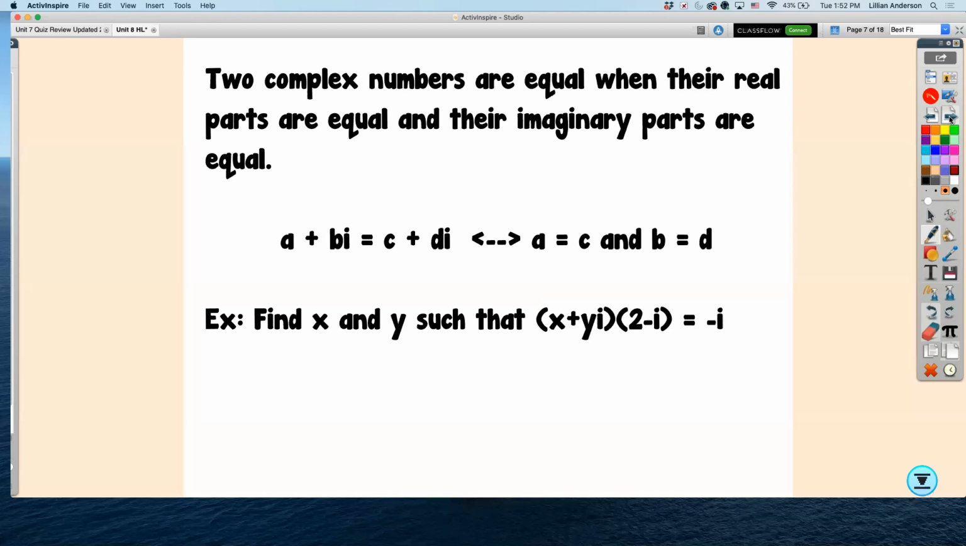one. It says find x and y such that (x plus yi) times (2 minus i) is equal to -i. That means on the left, everything on the left should equal everything on the right. So one way you could do this is you could FOIL out that parenthesis to get 2x minus xi plus 2yi minus yi squared. I'm looking for a value for x and y, okay?